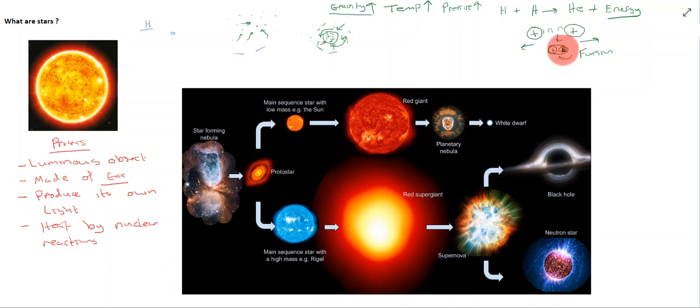And what will happen is the nuclei will start to fuse, and when that happens, you're going to have a fusion reaction start to take place within the core of this protostar. And once this fusion process starts, it generates a huge amount of energy.